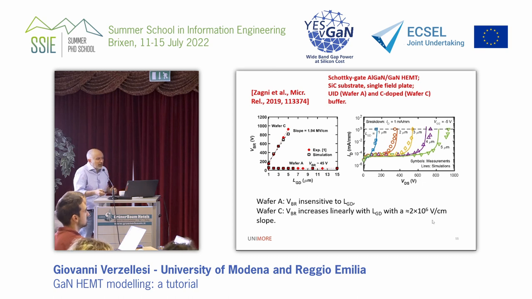These two aspects should point to RF devices, okay? But carbon-doped buffer and very, very long LGD are like for power devices. And here we try to investigate, to get some insight about a different level of current. We try to investigate the high current regime after breakdown. So we try to answer this question.